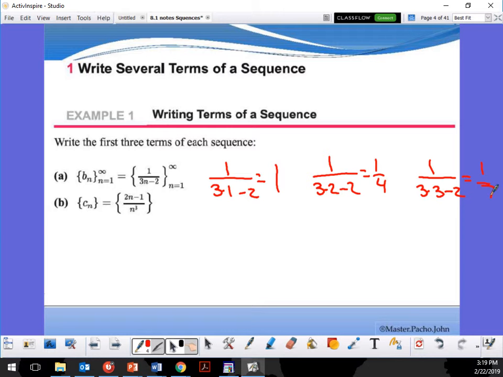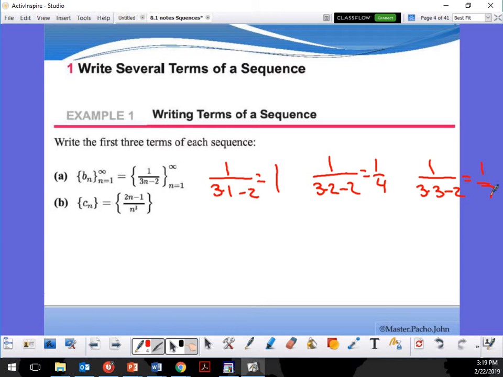Okay, next one. So now for this one, let's do the same thing. But this one's not stated, so it's implying that it's going to start at 1. So your first term would be your 1. It's not stated and it's automatic. It's going to be 1. So your first term should be the 1.